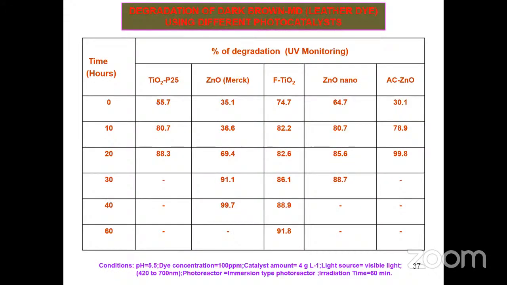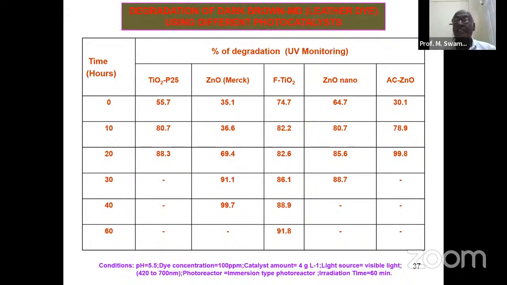So this is actually bench reactor scale. In the bench reactor, we find out which is a suitable catalyst. We have taken TiO2 P25. What is TiO2 P25? It's a mixture of two phases, 80% anatase and 20% rutile, commercially marketed for environmental remediation.